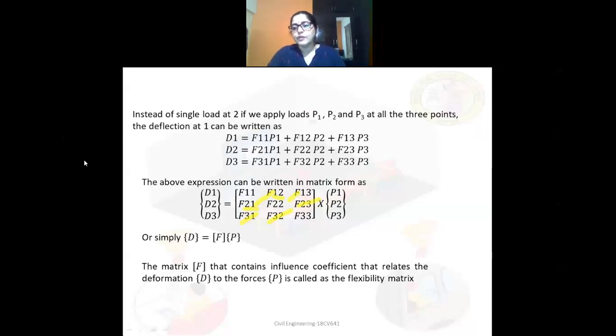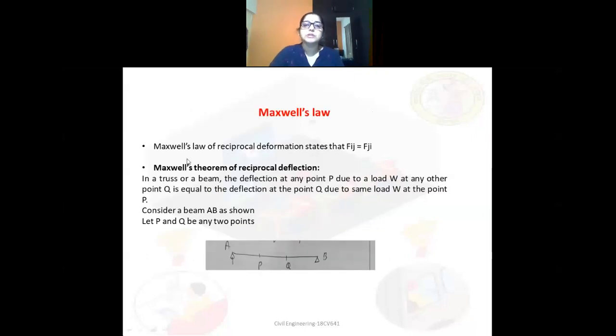They say that Fij is equal to Fji. How is it explained? It is explained with the help of Maxwell's law. So Maxwell's law of reciprocal deformation states that Fij is equal to Fji. So what does it state? Maxwell's theorem of reciprocal deflection.